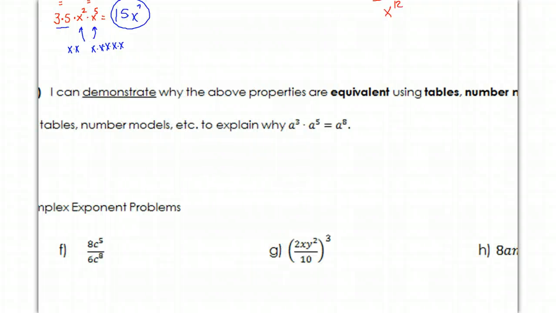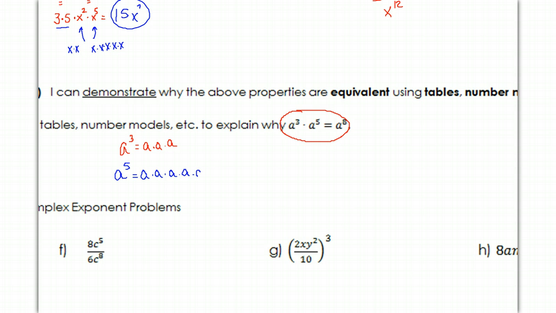So anyway, it says we want to figure out and explain why a to the third times a to the fifth is actually a to the eighth. So it says use tables and number models. We can think about a to the third as just a times a times a, just repeated 3 times. And a to the fifth is really a times a times a times a times a. There's 3 a's and 5 a's. So if you can explain it that way, we have 3 and we have 5. Here when we're multiplying, we have a total of 8 a's.